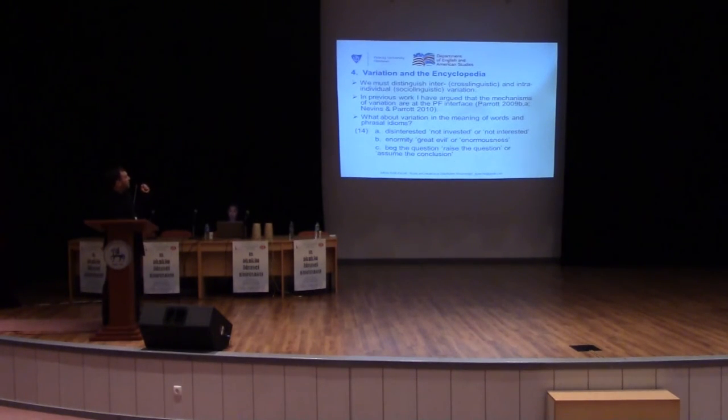Okay. In previous work, I've worked on variation a lot in the context of distributed morphology. I've argued that the mechanisms of variation, both kinds, in fact, but especially sociolinguistic variation, are PF interface mechanisms. So I've argued that variation can arise if there are non-competing vocabulary items, or if there are variables. With my work with Andrew Nevins, we argued that variation can arise from variable application of impoverishment rules. But what I want to talk about is, what about variation in the meaning of words and idioms? I find this really interesting, and I don't really think anybody's talked about it.